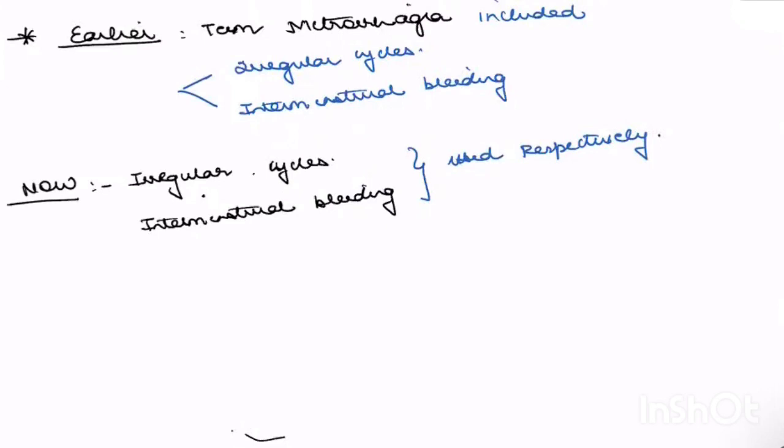So if a female had irregular cycle or intermenstrual bleeding, हम term use करते थे metrorrhagia. Again, these days we do not use the term metrorrhagia. Irregular cycles के लिए हम irregular cycle word use करते हैं, and intermenstrual bleeding के लिए हम intermenstrual bleeding term use करते हैं. We no longer use the word metrorrhagia. Irregular cycles के लिए irregular cycles and intermenstrual bleeding के लिए intermenstrual bleeding, right?